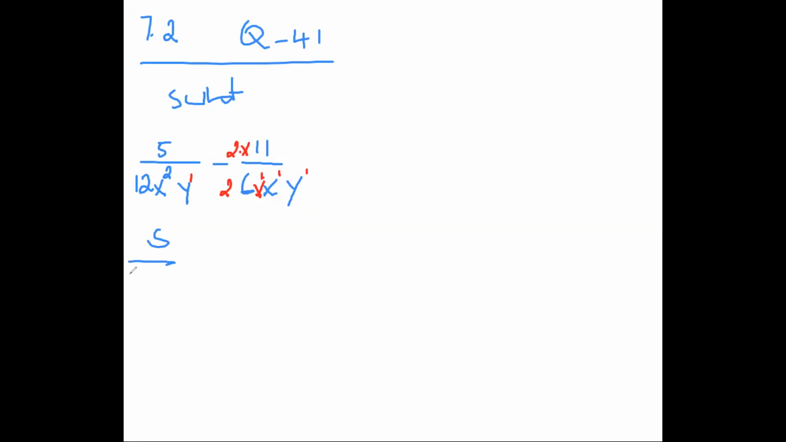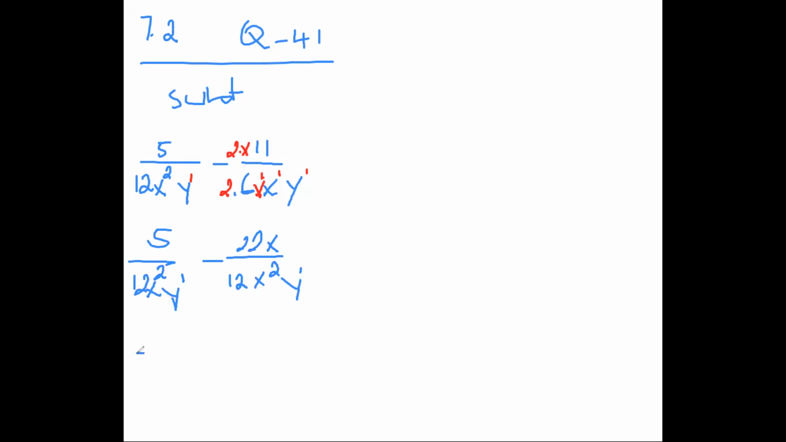So 12x squared y, and 1 minus, what is 2x times 11? 22x. That's right, 22x. But then you can't subtract it because the 22x and the 5 are not the same, right? It doesn't have to be the same. Only the denominator needs to be the same. So 12x times x squared is x squared, and then y over y to the first. You see, they're exactly the same.